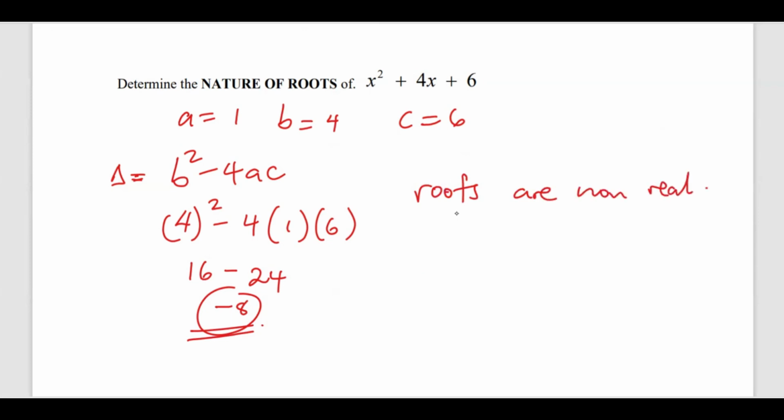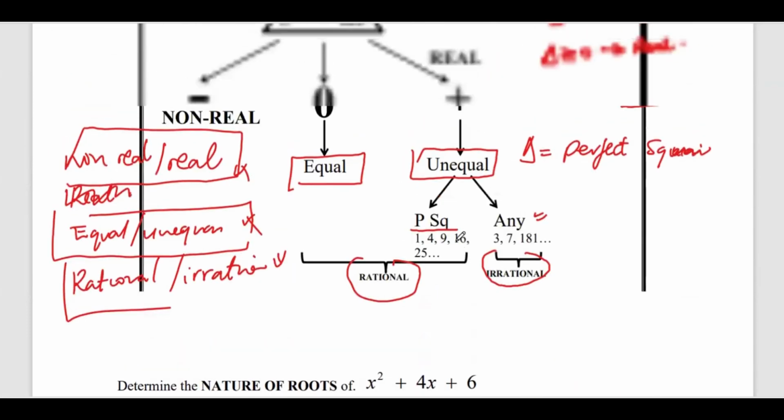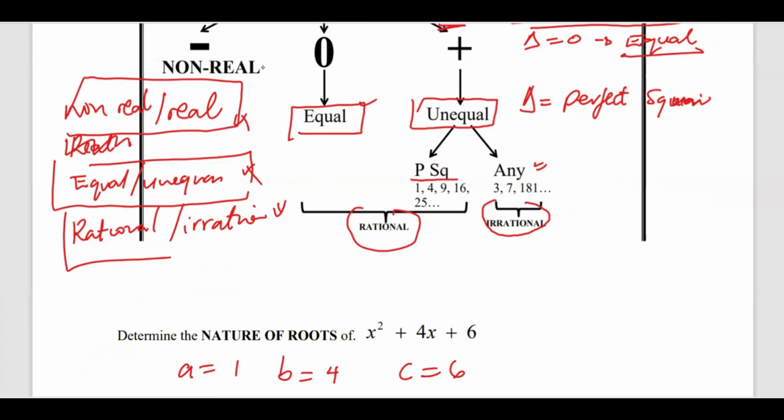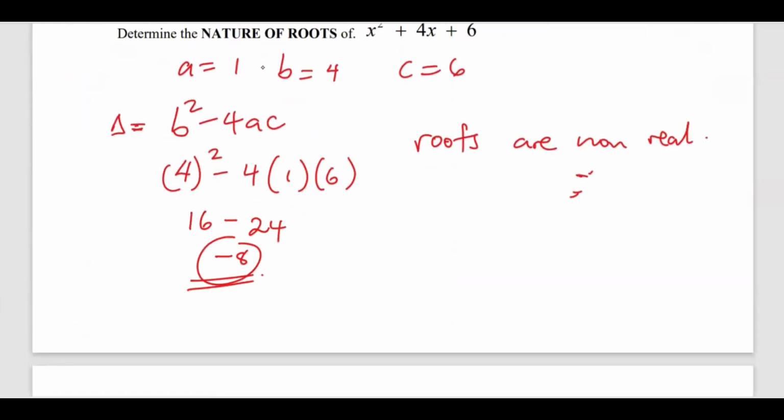The roots are non-real. So as long as the roots are non-real, we don't have to go on and give the last two aspects. The last two aspects only work for real roots. If the roots are real, then we can talk about the equality and then the rationality. If they're non-real, that is the end of it. So that is what we get for that particular question in trying to get the nature of those roots.